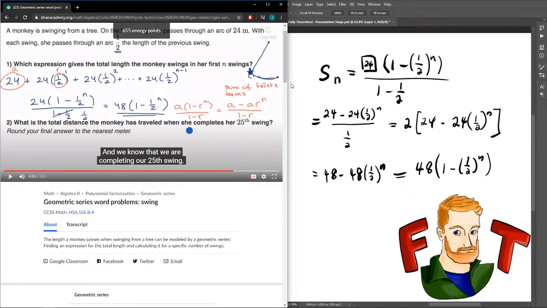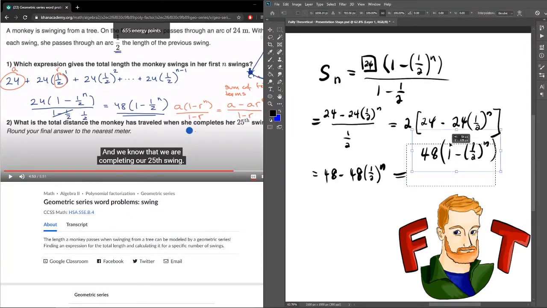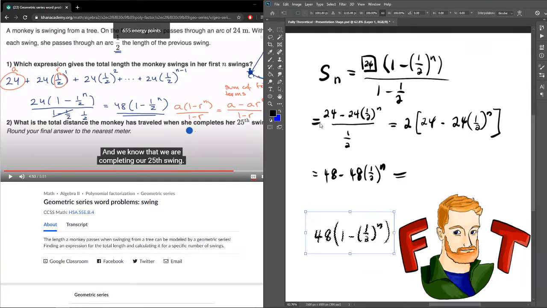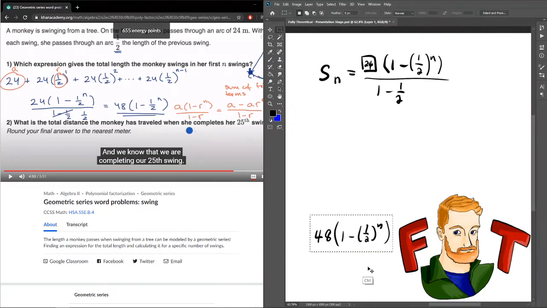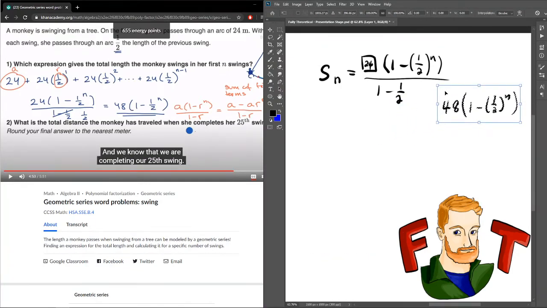So what I'm going to do is I'm going to take my answer from the previous bit. I'm going to move it up here. Actually, first, let's just clear the rest of this, and I'll move it down below. There we go. So that looks good.